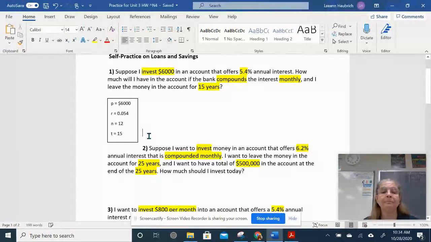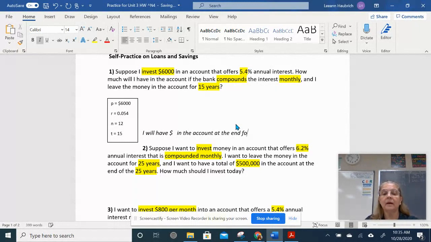So at the bottom, and I'm going to go in italic size so that you could tell it's different, I'm going to just tell myself, what am I answering? So I will have some amount of money, I don't know what it is, in the account at the end of 15 years. So this is what I am trying to figure out.